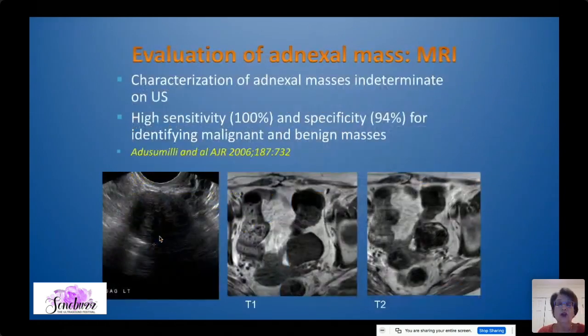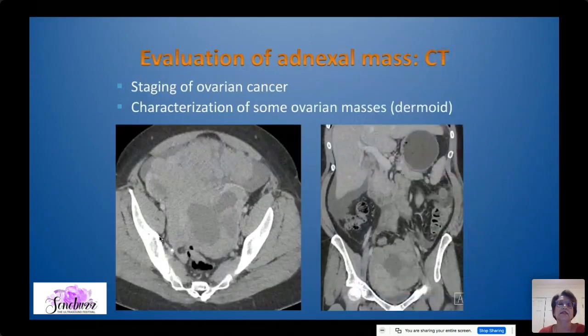So we leave MR for characterization of adnexal masses that are indeterminate on ultrasound. So it's a problem-solving modality which has high sensitivity as well as specificity for identifying malignant and benign masses. CT really doesn't play a role except perhaps for characterization of dermoids. But of course, many masses are found on CT, and it's really important in the staging of cancer.